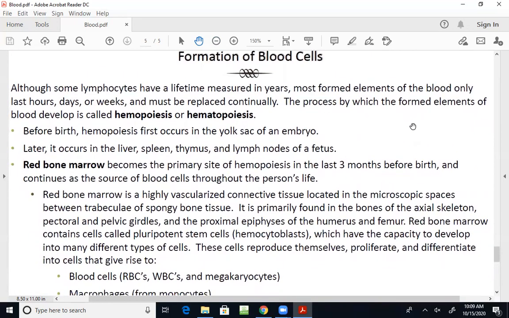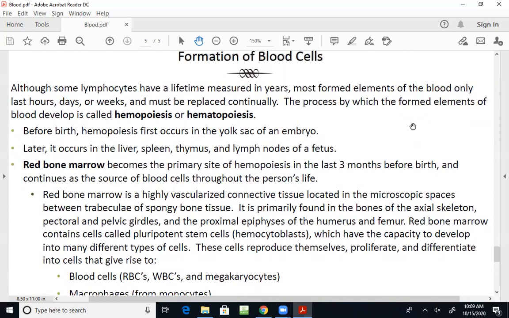Although some lymphocytes have a lifetime measured in years, most formed elements of our blood only last hours, days, or weeks and must continually be replaced. This process by which we do so is called hemo or hematopoiesis. Both of those terms mean the same thing.